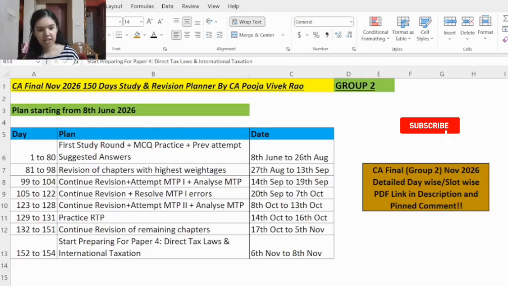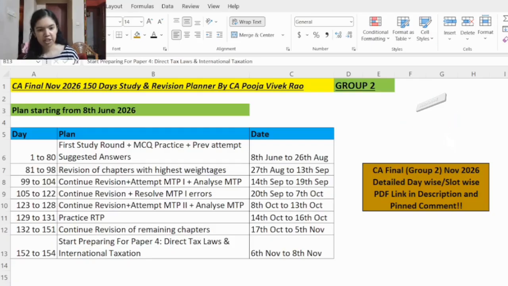So this planner is helpful for you if you are appearing for the CA Final Group 2 in November 26. It's also helpful for students who failed recently and want a disciplined comeback. And it's also helpful if you are struggling with time management and if you want clarity instead of confusion.